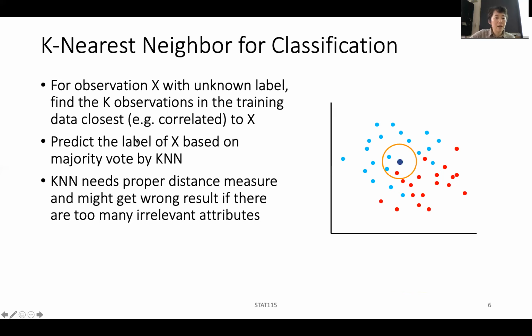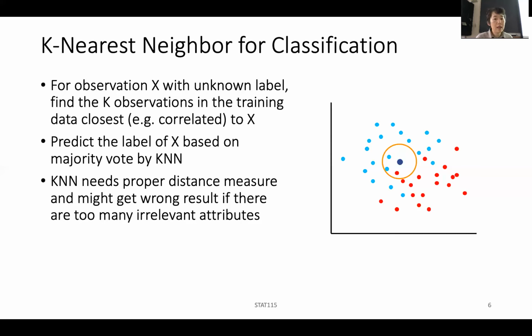And then we just ask, for those K nearest samples, are they disease or normal? Based on majority voting, we can assign whether this new sample is going to be diseased or normal. And so you can see here, KNN depends on a few things. The first is that you need a proper distance measure.